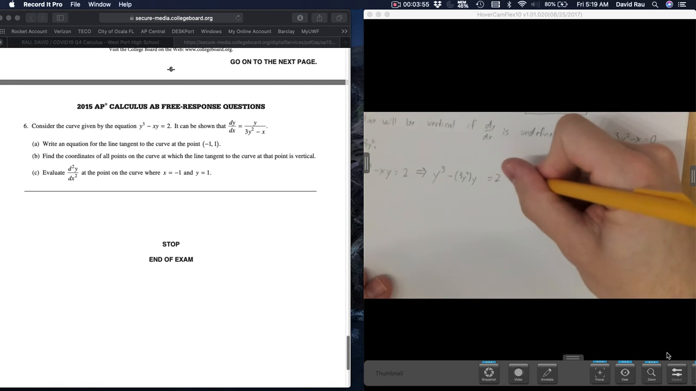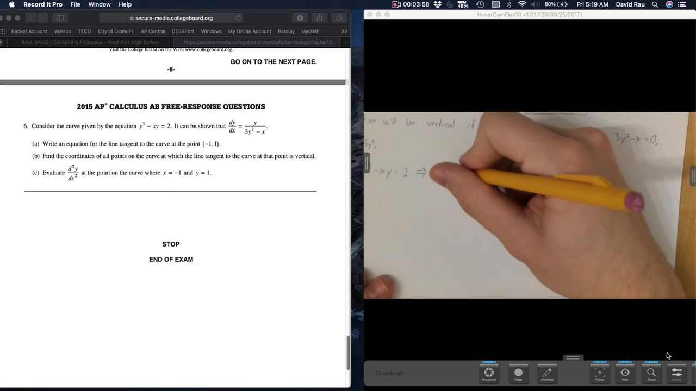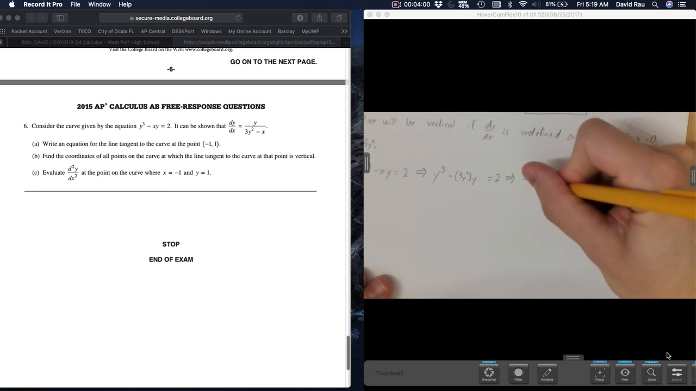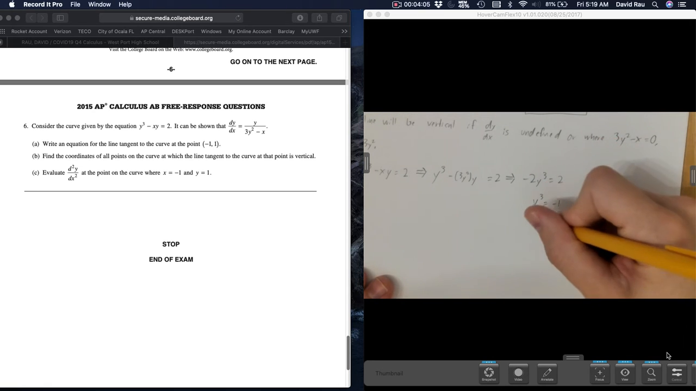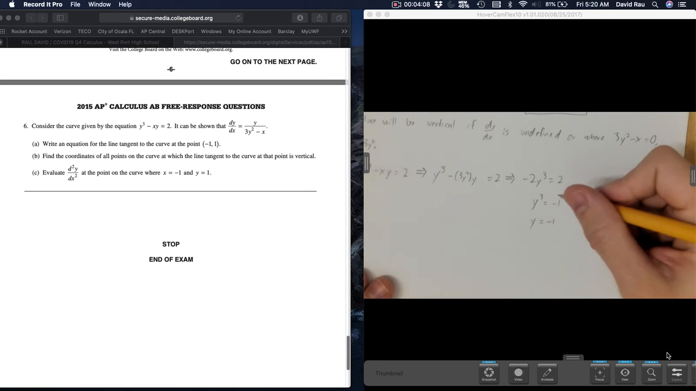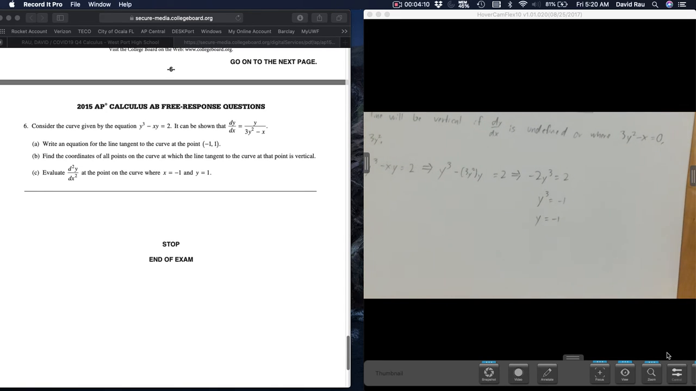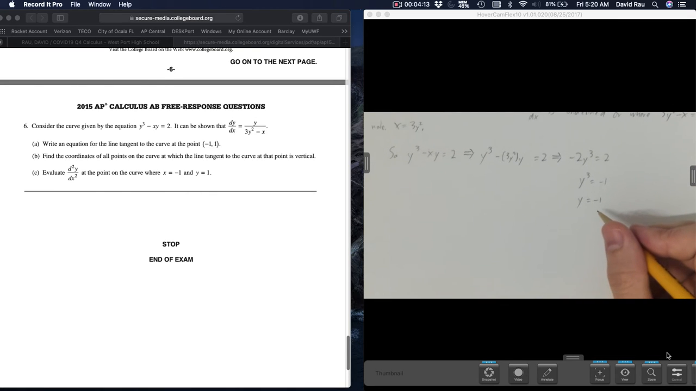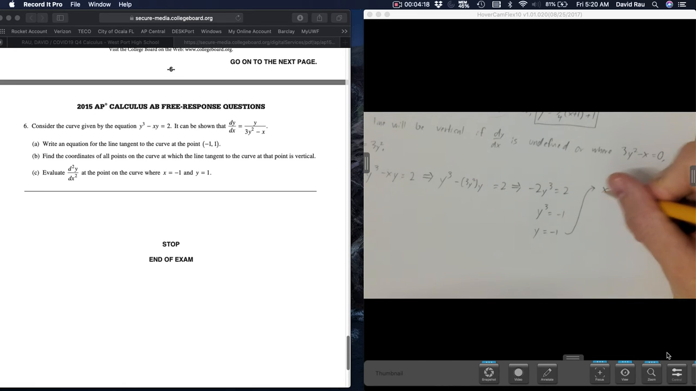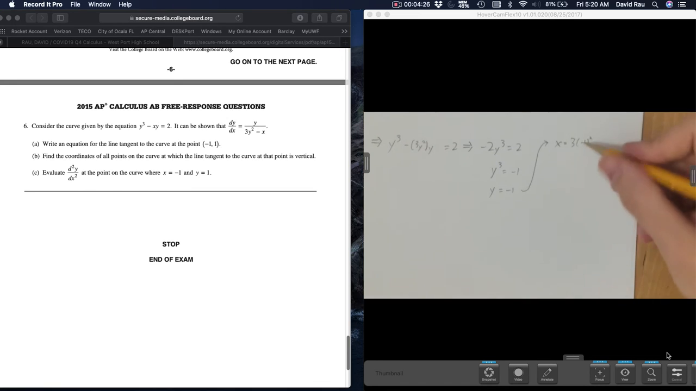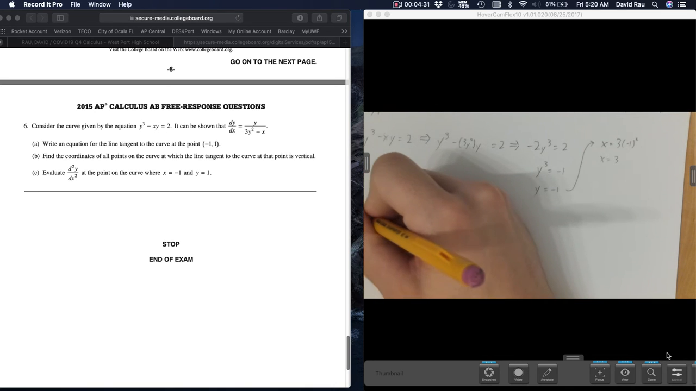All right, so that means we're really looking at y cubed minus 3y cubed. This is really negative 2y cubed equals 2. That's y cubed equals negative 1. And that's y equals negative 1. And so that's the y value where that occurs. And now let's figure this out. If y is negative 1, that also implies that x is 3 times negative 1 squared. I'm just going back to this. So x is 3.